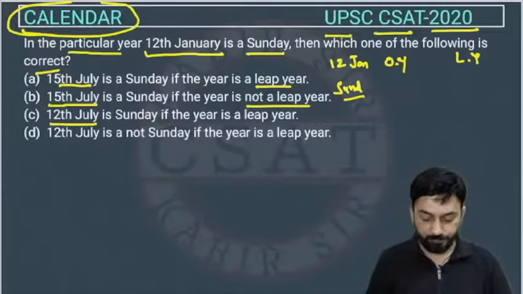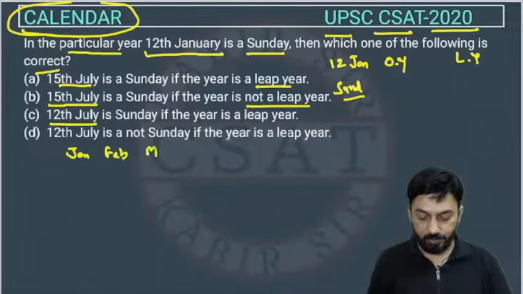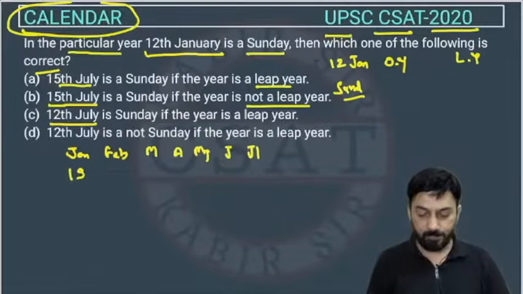So now we will write January, February, March, April, May, June, July, right? In January, 12th January we know. So how many days are remaining? 19 days are remaining, right? Because January has 31 days.